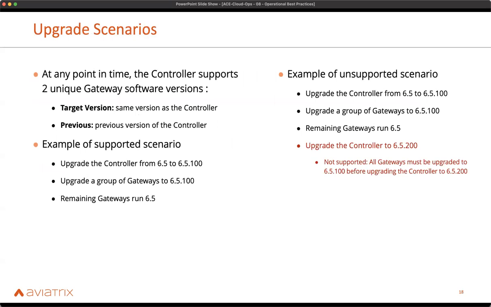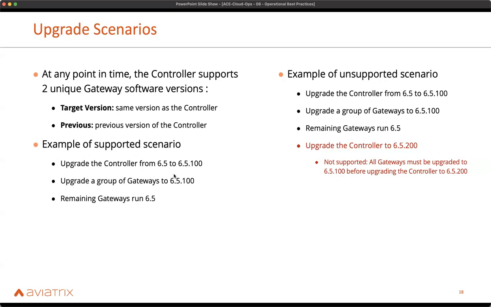At any point in time, the controller supports two unique gateway software versions. The one is the target version, which means these are the gateways that are running the same version as the controller, in addition to a previous version, which means the version that the controller was previously on, or any previous version. So example of a supported scenario, you had a controller which was running 6.5 and you upgraded it to 6.5.100, and you upgraded a group of gateways to 6.5.100, and you have remaining gateways running in 6.5.